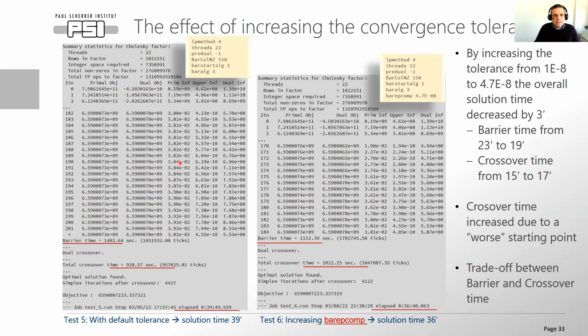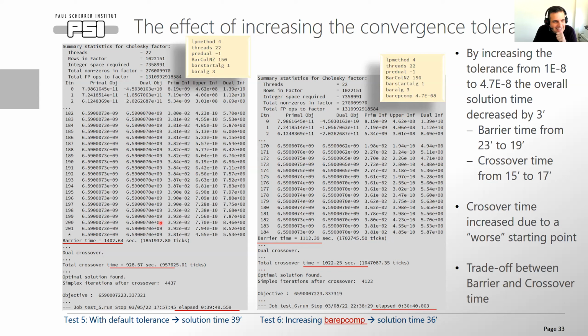And you can see here that if I change my tolerance, these are my initial options: pre-dual, dense column, starting algorithm, and barrier algorithm. It took 38 or 39 minutes. This depends, of course, on what load the cluster had when I did the test. And then when I increase the tolerance.